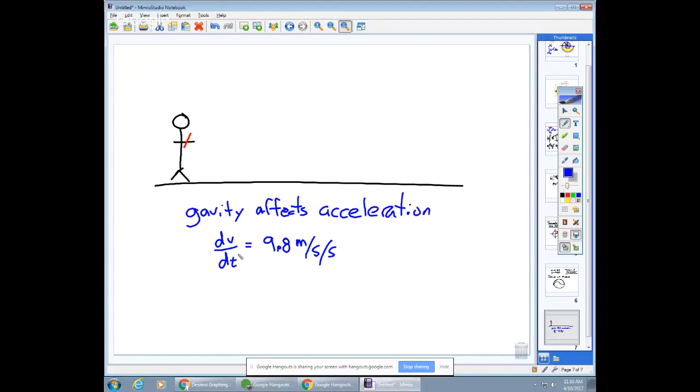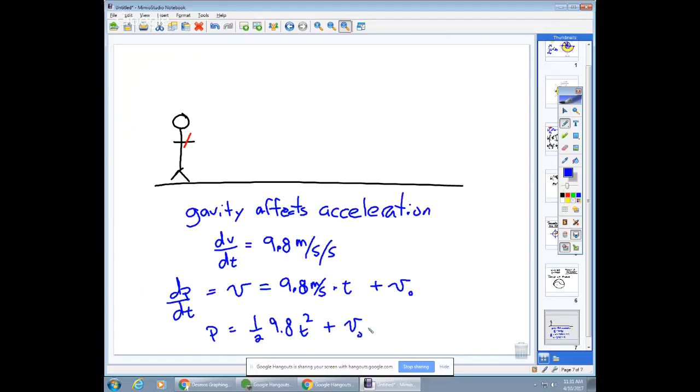And then we know through calculus that if we integrate that, then we get velocity, and that means velocity is going to be 9.8 meters per second times time plus some initial velocity. And then if we integrate that again, because velocity is change in position over time, then we get a position out of that where we're going to get 1/2 of 9.8 meters per second squared times t squared plus the initial velocity times t plus some initial position. Okay. Now that's only vertical movement though.